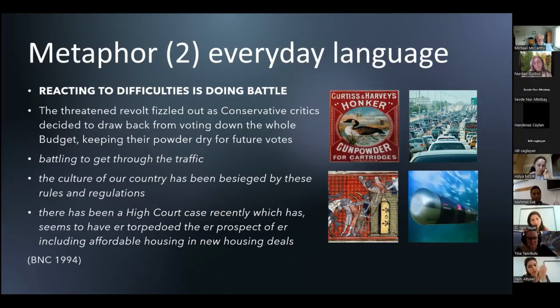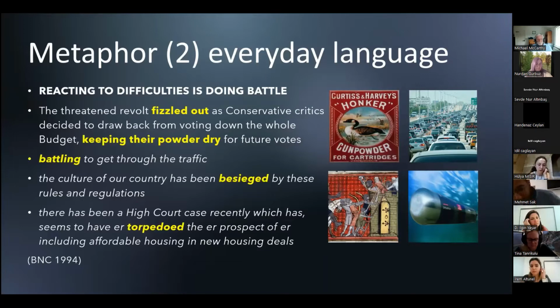And here's a last one. There has been a High Court case recently which, the speaker says, seems to have torpedoed the prospect of including affordable housing in new housing deals. So that's the spoken one. These are taken from the British National Corpus of 1994.